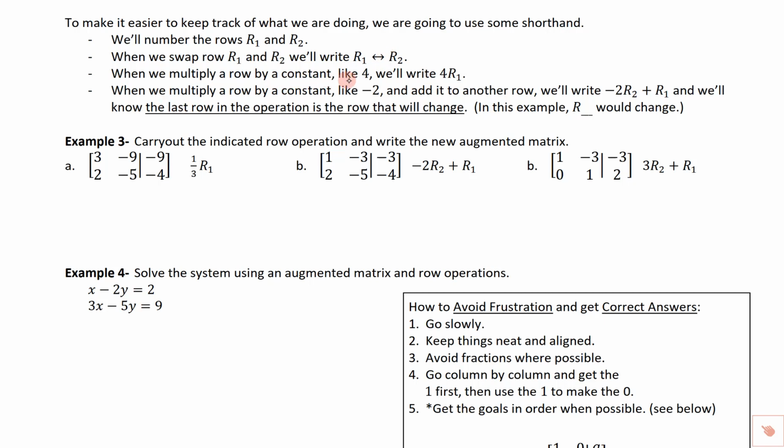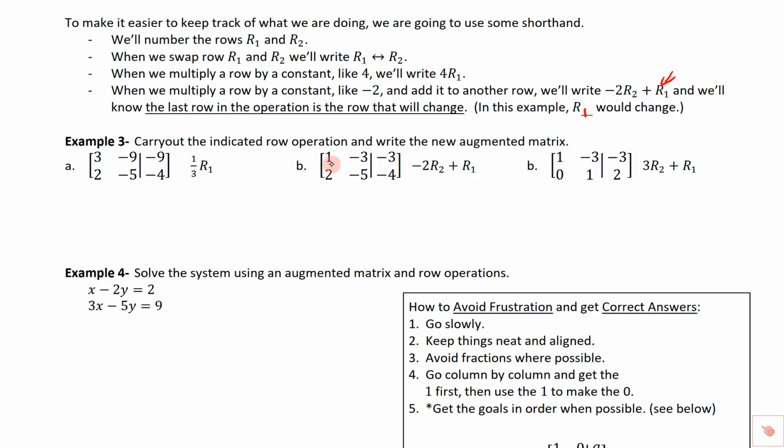If we multiply a row by a constant, say we multiplied row 1 by 4, all I do is write 4R1. That's going to be implied multiplication between 4 and R1. And if we multiply a row by a constant, say we multiplied by -2 and then added it to another row, we're going to write -2 times R2. So this means we're going to take the second row, multiply it by -2, and add it to the first row. And what we're going to know is this last one that's indicated right here is the one that's going to change. So the last row in the operation is the row that's going to change. So in this example, it wouldn't be R2 that changes, it's the last one. It would be R1 that changes.